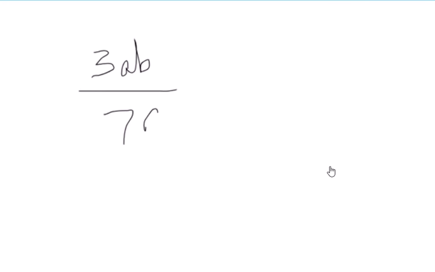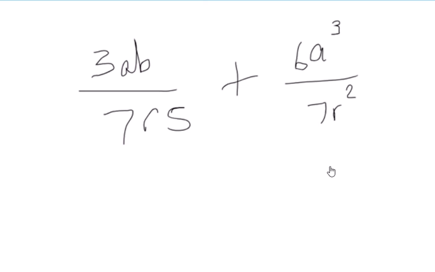Let's look at this example. We have 3ab over 7rs, and 6a to the power of 3 over 7r squared. Now, this is not supposed to be an addition sign. Again, we're doing multiplication and division, so it's a division sign. Okay, we're going to divide these two.